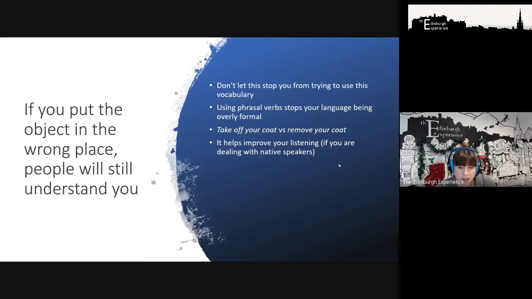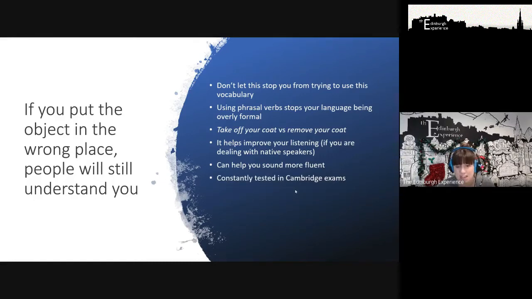It also really helps improve your listening if, of course, you're talking about native speakers, right? Because native speakers use phrasal verbs constantly and all the time, right? So if you're using them when you're speaking, it's going to mean that you're hearing them when you listen. They can also help you sound more fluent, because an aspect of phrasal verbs is that they tend to be quite specific. So they'll be explaining quite a specific action. So it makes you sound more fluent, more to the point.